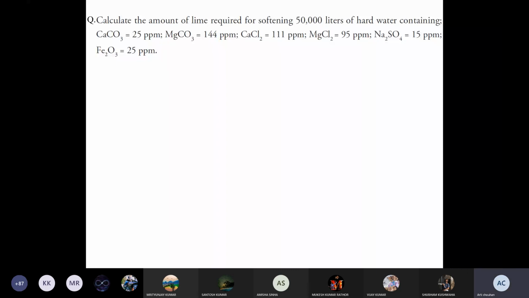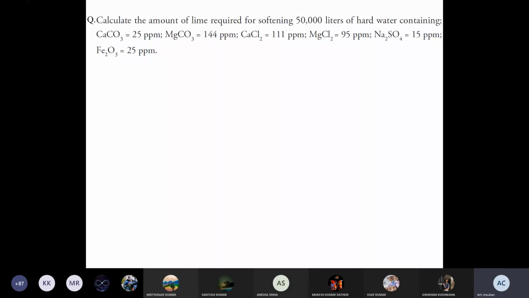Okay, so first important point: if carbonates are given, then you have to consider them as temporary hardness. So calcium carbonate is temporary, magnesium carbonate is temporary, calcium chloride is permanent, magnesium chloride is permanent. Then sodium sulfate, as it consists of light elements, will not impart any type of hardness. Ferric oxide, again, is in the form of an oxide, so it will not consume any lime. It does not react with the lime and soda. So depending on that fact, now you are able to write the requirement.